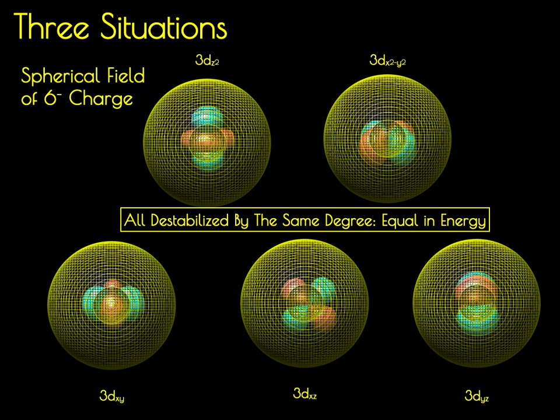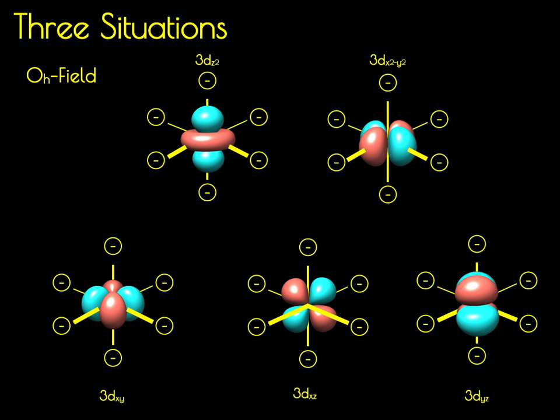So when we apply this OH field, we now have some directionality associated with that field, meaning that it's going to interact with some of those orbitals more strongly than other orbitals. Looking at these, you might notice that the dz squared and the dx squared minus y squared have those orbitals oriented directly on the molecular axes. So they're pointed directly towards those negative point charges. Those are going to be more strongly destabilized than those orbitals where those lobes are off axes.